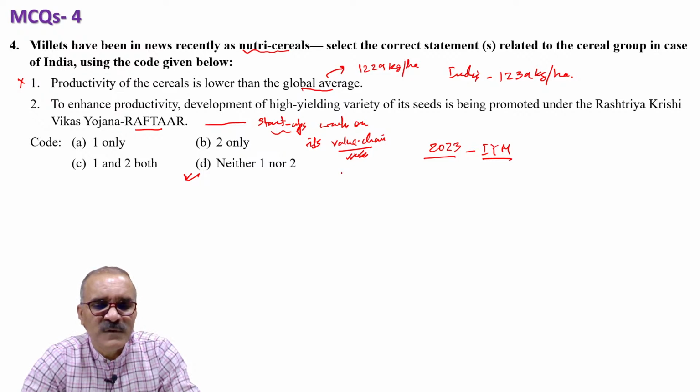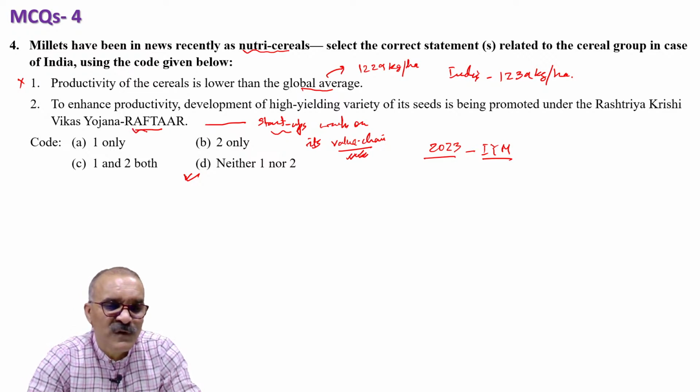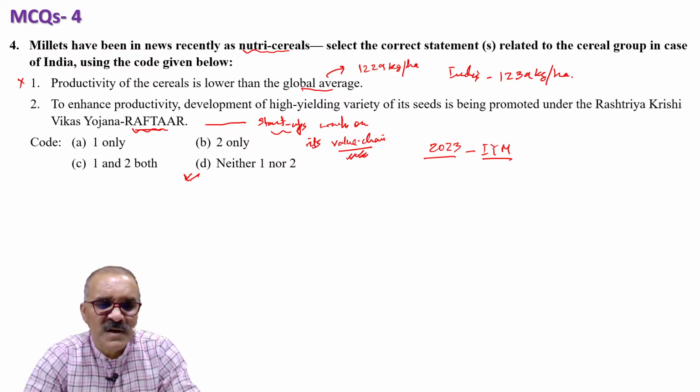So be careful about such questions because India is emphasizing millets in a big way. Full form for RAFTAAR is remunerative approaches for agriculture and allied sector rejuvenation. This is full form of RAFTAAR. It is one of the components of Rashtriya Krishi Vikas Yojana. Thank you. Moving on to question number 5.